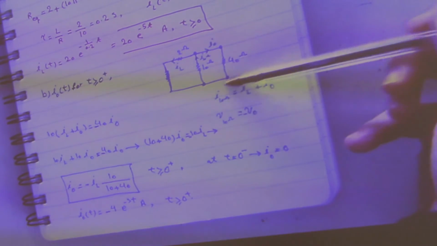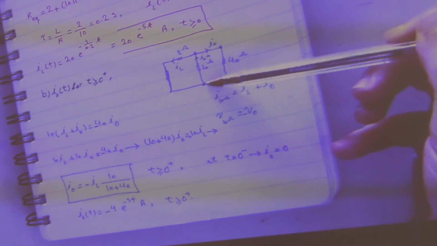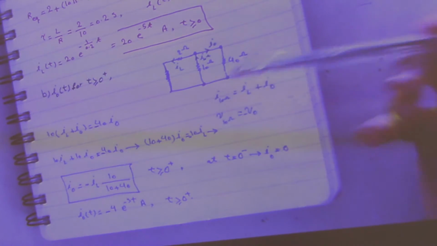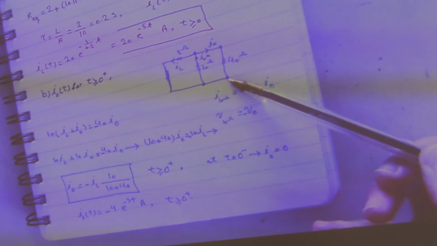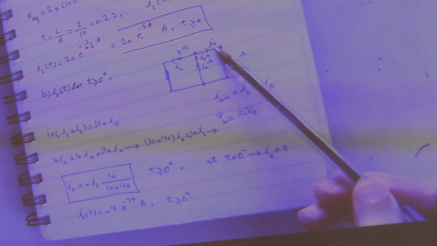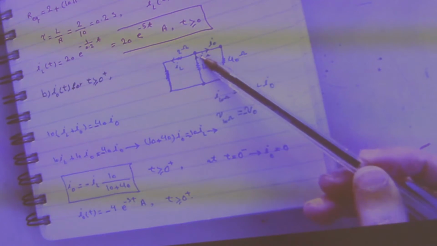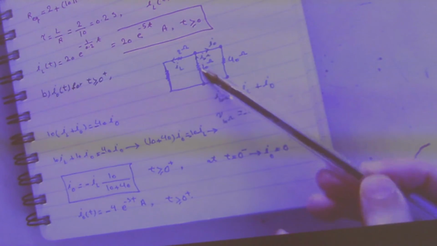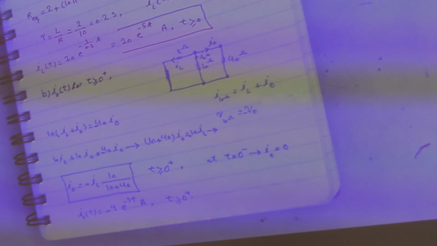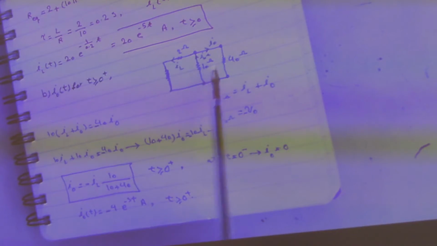Voltage across this resistor is equal to voltage across this resistor. How do you calculate voltage across this resistor? Ohm's law, 40 times I naught. But you see the current for this direction, another current is in this direction, and one current is into the node. So this voltage is equal to the negative of the other one because of the direction of the currents. Is that clear? That's why I put minus 40 over here.